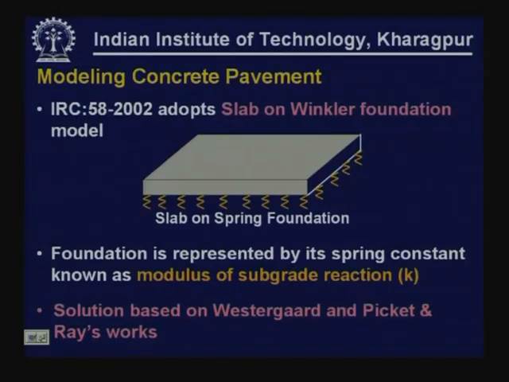For analysis, a concrete pavement is modeled as a slab on Winkler foundation. We have discussed Winkler foundation in the previous lessons. A Winkler foundation can be modeled as a set of springs. So, this is a slab on a spring foundation. This is the model adopted by IRC 58 2002 for analysis of concrete pavements. The foundation is represented by its spring constant, known as the modulus of subgrade reaction, K.